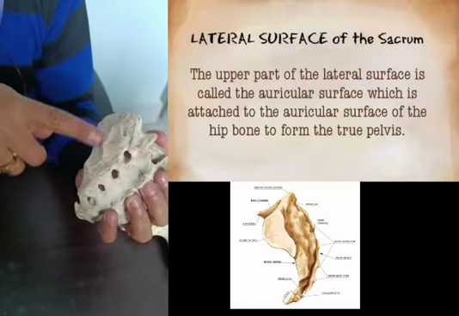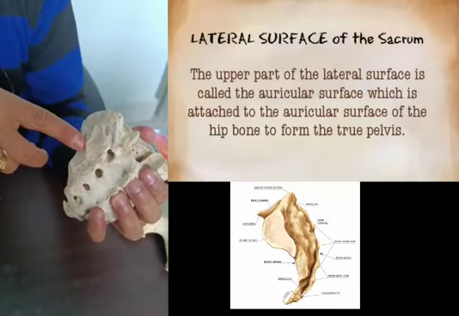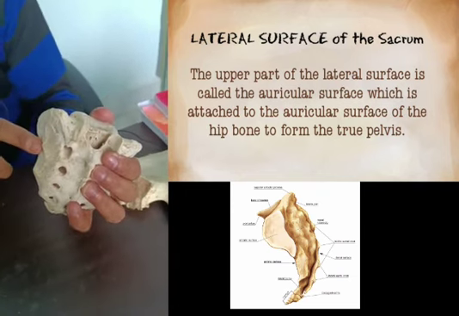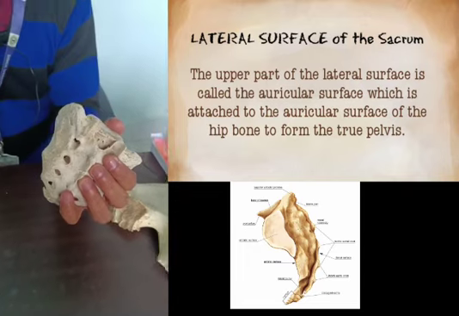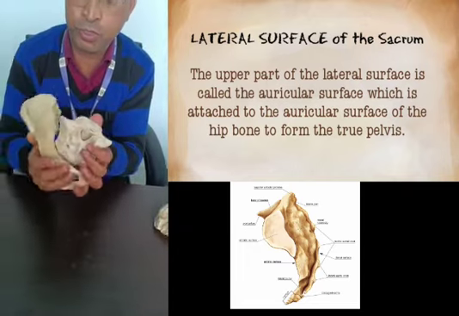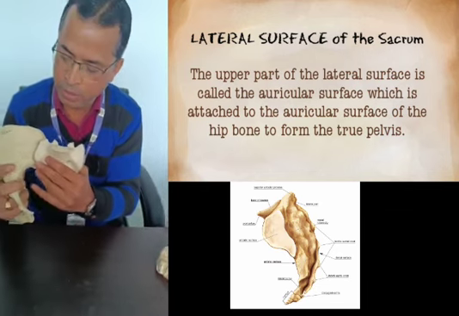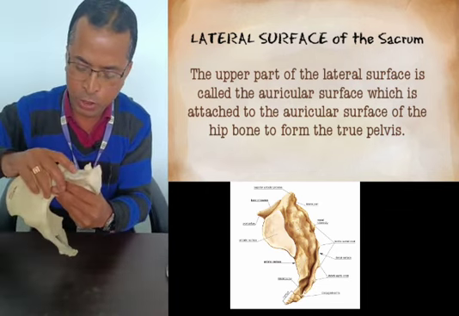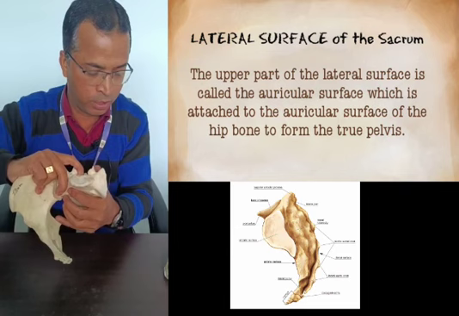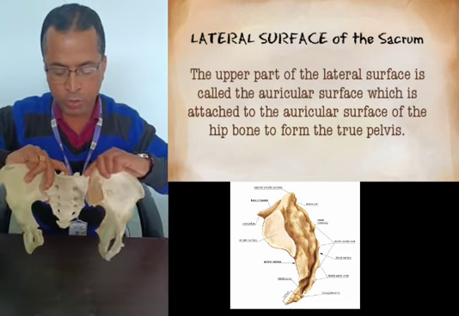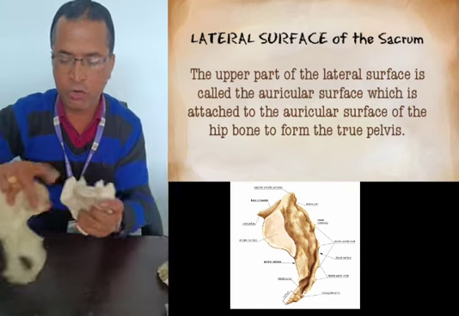The upper part of the lateral surface is called the auricular surface, where it fuses with the similar auricular surface of the hip bone. This is basically the fusion with the hip bone, forming the true pelvis. This is one side, and this is the other side. The fusion of the auricular surface. This is the auricular surface.